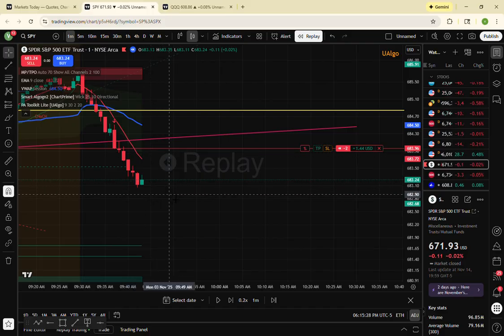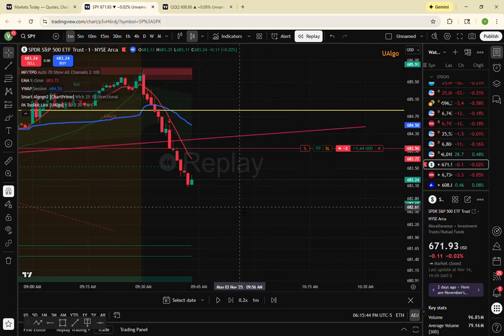And why did I say that? You see, VWAP is separating away from EMA. The price is underneath this VWAP and EMA right now. So what should we do here? I take my money, I go out. Even though, let's continue and see what happens.